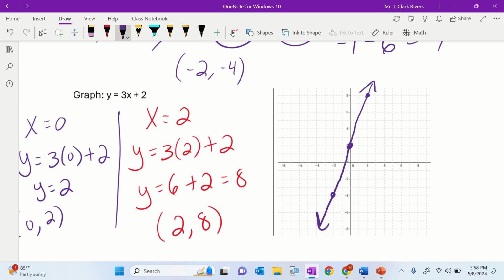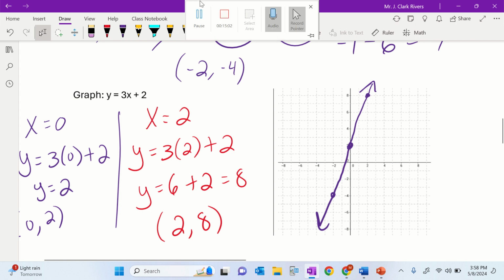So here's the thing. You can pick any values you want to for x, but that doesn't mean you're going to stay on the graph. Sometimes you fall off the graph, so just keep that in mind. Sometimes we need to choose values that go the other direction so we don't fall off the graph. Even if those values are negative values, that's okay.